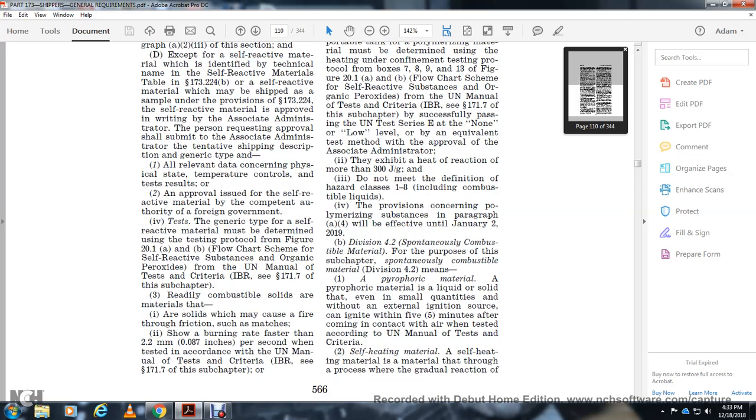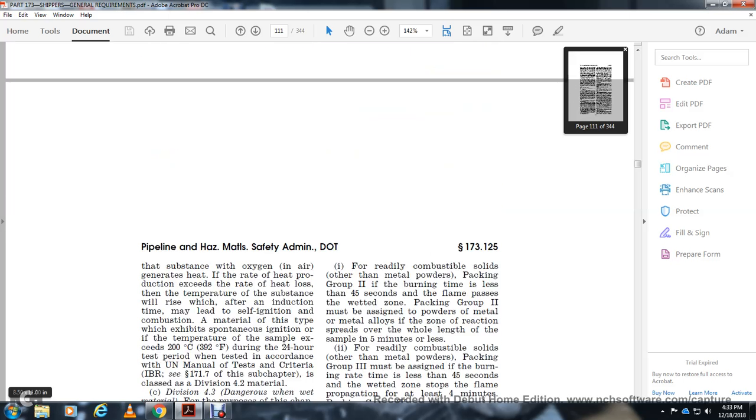Self-heating materials. Self-heating materials are materials that, through the process of gradual reaction of the substance with oxygen in the air, generate heat at a rate higher than the rate of heat loss, so the temperature of the substance will rise and after an induction time lead to self-ignition and combustion. A material of this type exhibits spontaneous ignition at a temperature of, for example, 392 degrees Fahrenheit during a 24-hour test period under the UN Manual of Tests and Criteria.